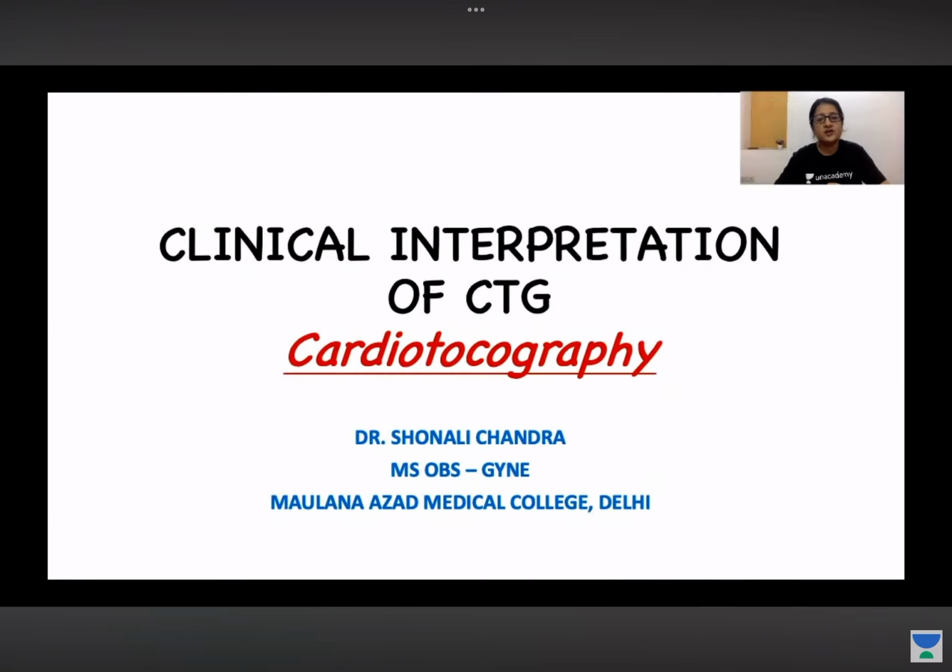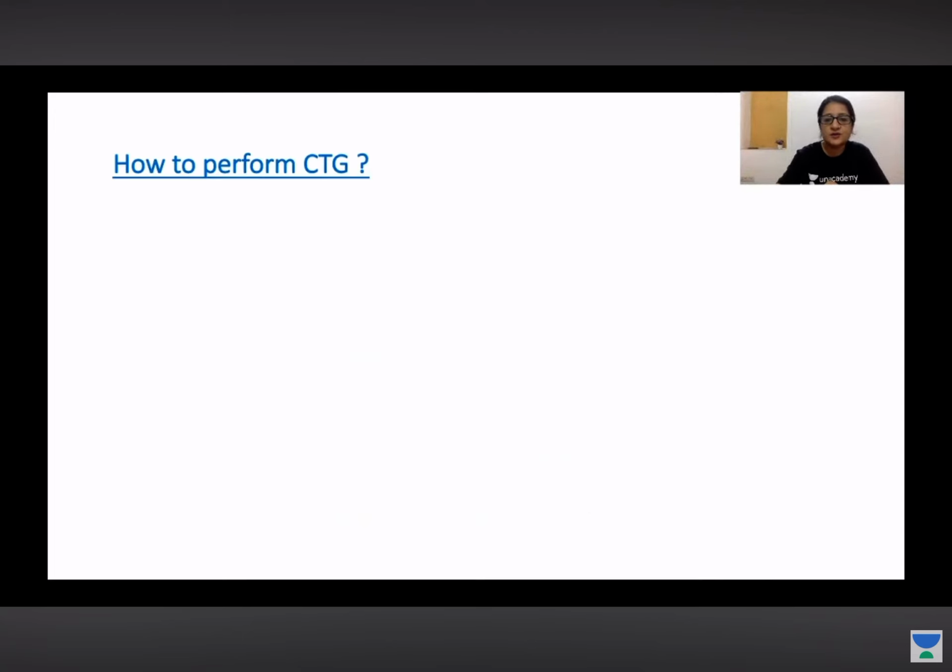Discussion for today, which is clinical interpretation of CTG, right? So what is cardiotocography? Hello Tahira, welcome. I can see your message there. Now, what is cardiotocography and how do we perform this cardiotocography or CTG?